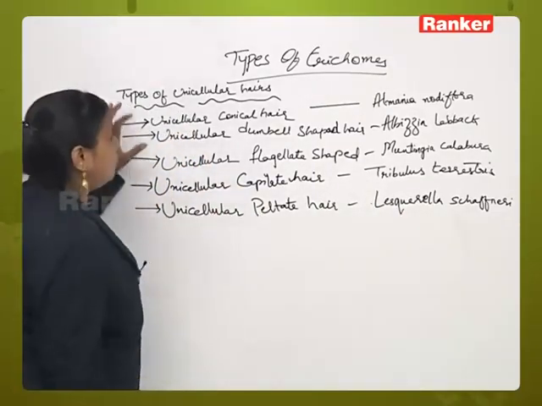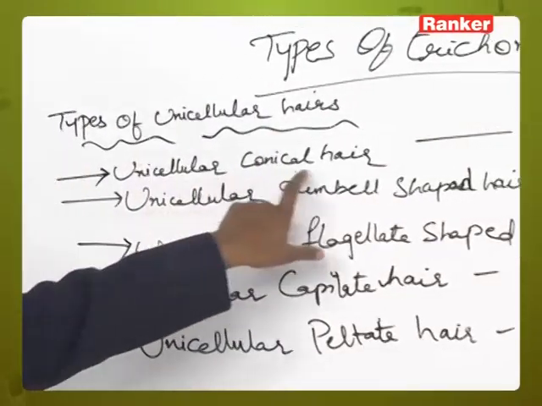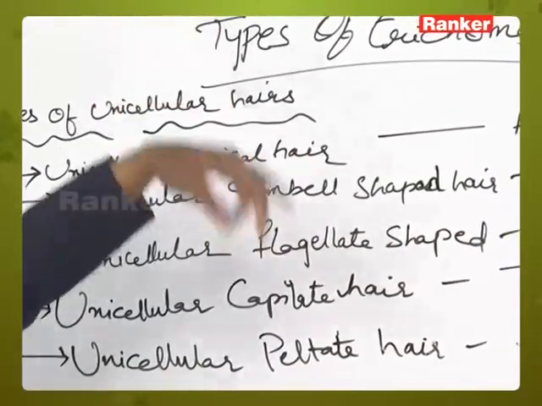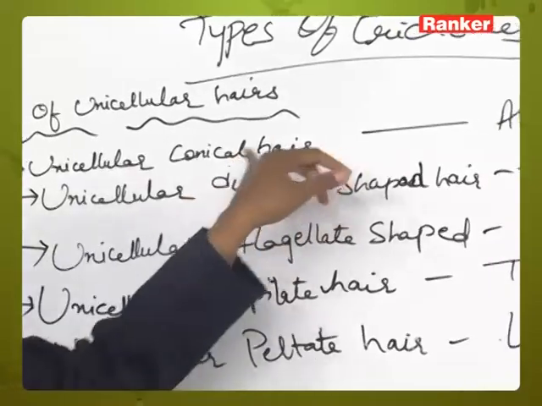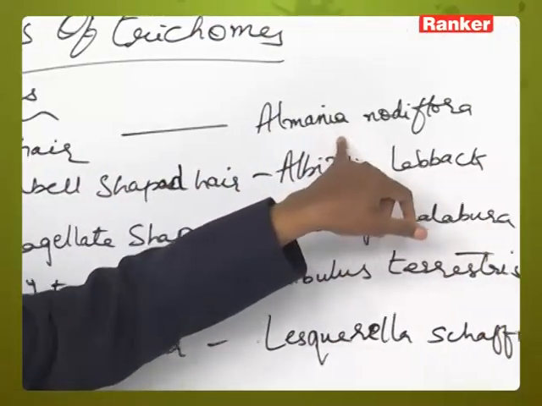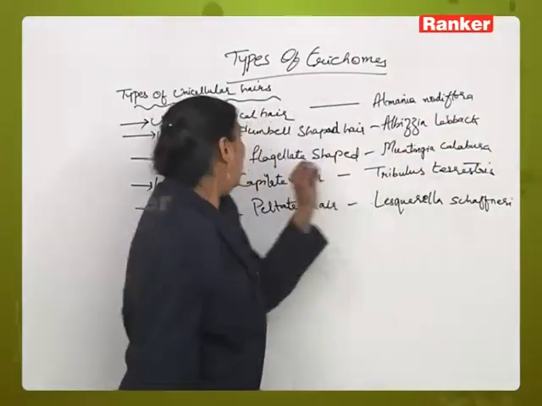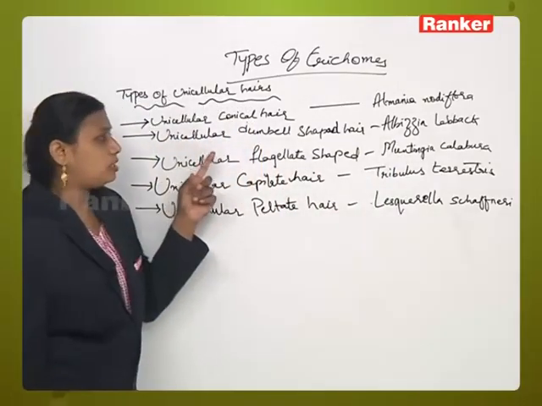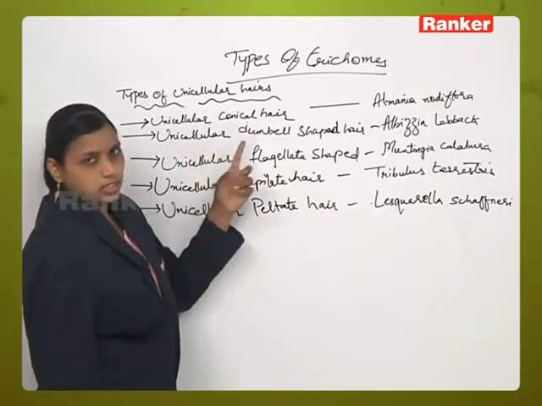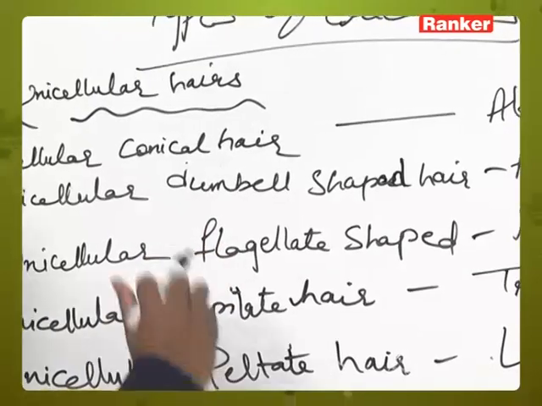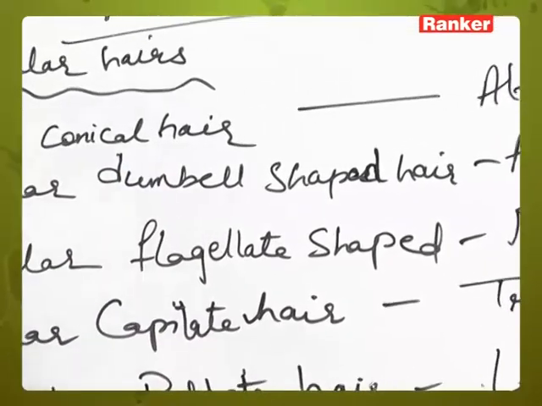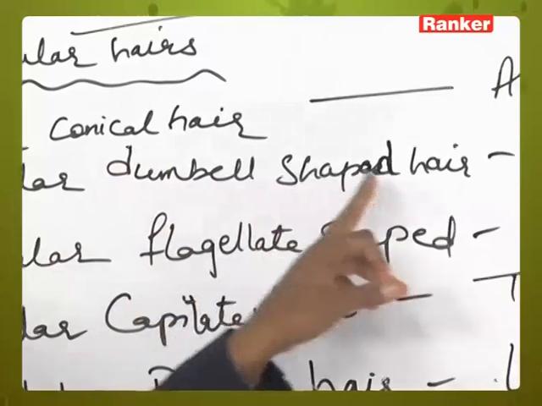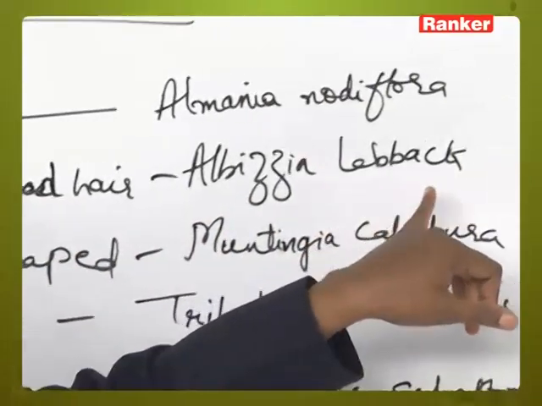So the first one among unicellular hairs is the unicellular conical hair type, where the body is conical in shape. The example for this is Almania nodiflora. Next you have unicellular dumbbell shaped hairs. Here the body structure will be in the form of a dumbbell shaped structure. It is present in Albizia lebbeck.